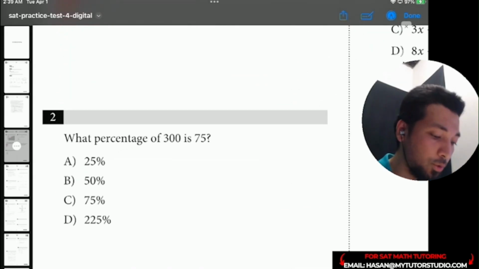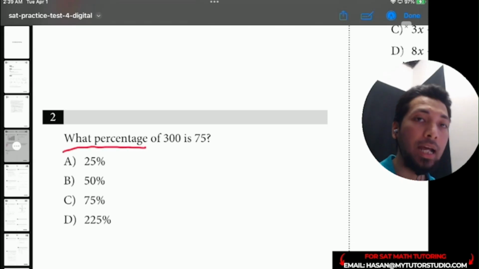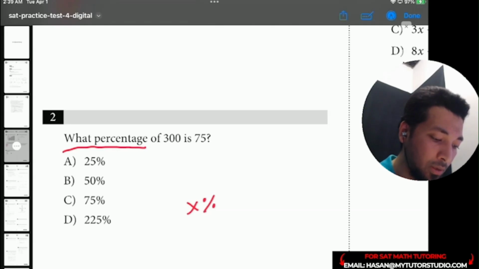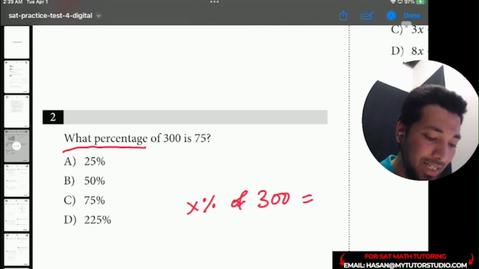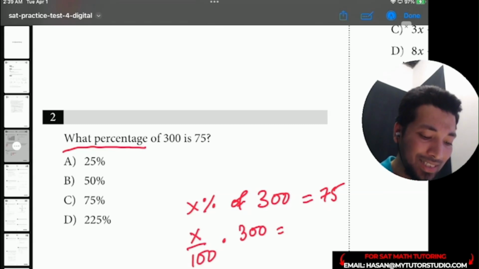What percentage of 300 is 75? So what percentage is basically an unknown term. So just take X percentage of 300 is 75. X percentage can be written as X over 100. Of means times, 300 is equal to 75.